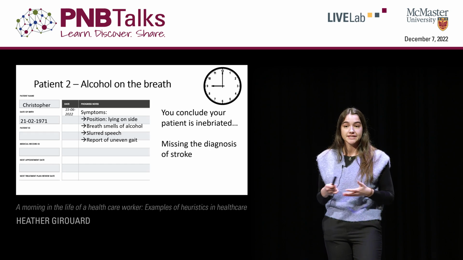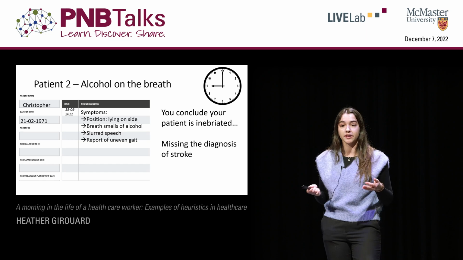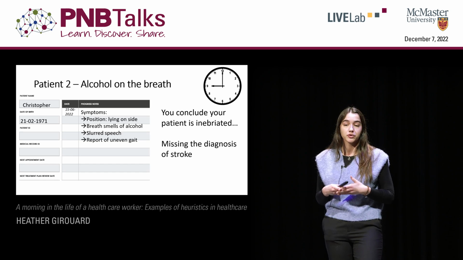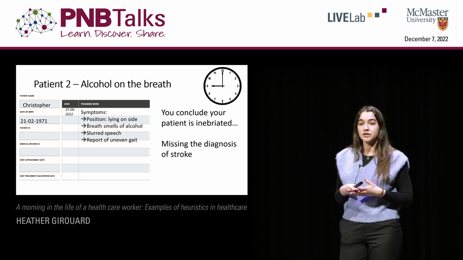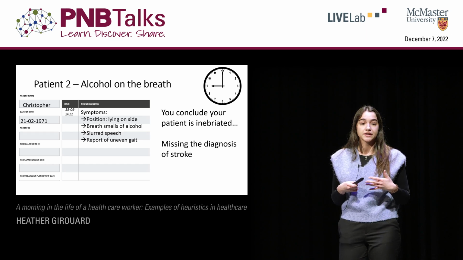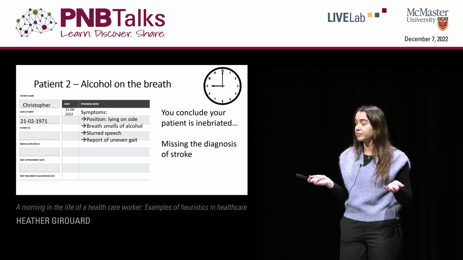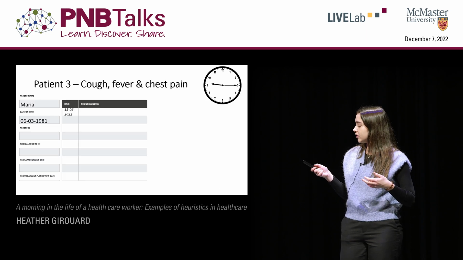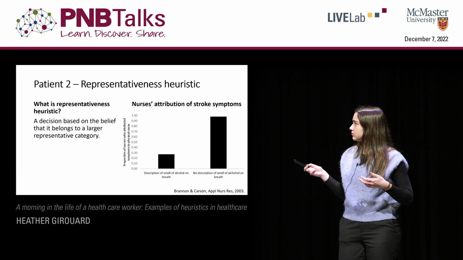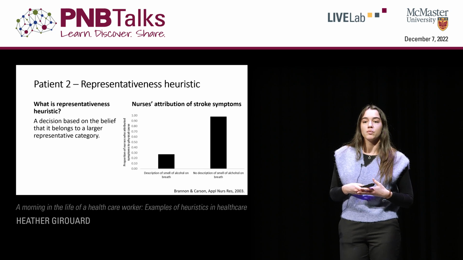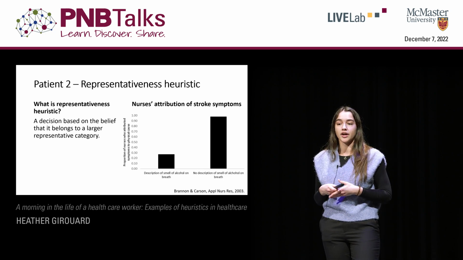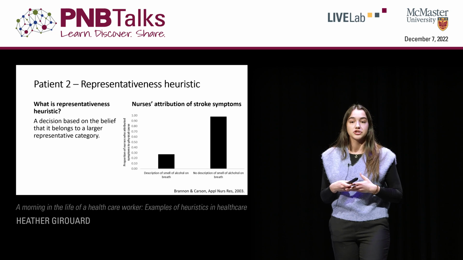So what happened here is that the contextual information of breath smelling like alcohol led you to believe that the reason for his clinic visit was that he was intoxicated, because this fit the description of someone who had been drinking. So this is an example of representative heuristic, which is where we make a decision based on the belief that the example belongs to a larger representative category.